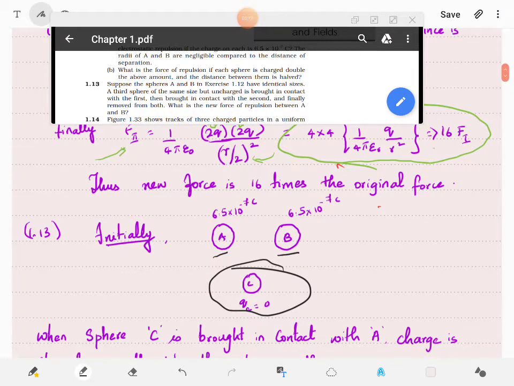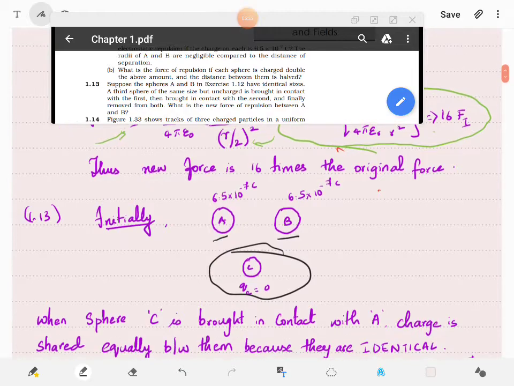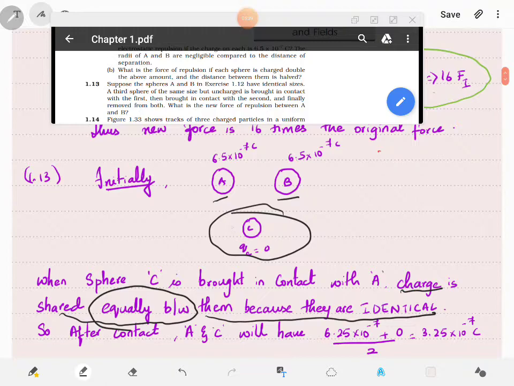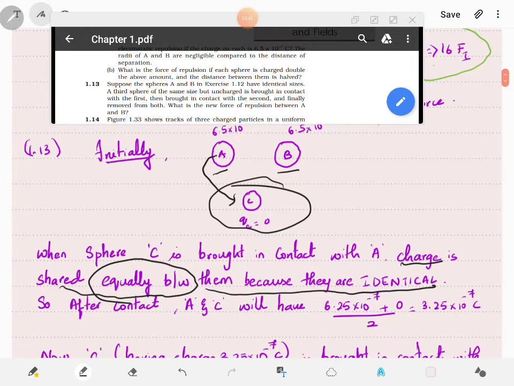When you bring an identical sphere, a charged or uncharged sphere, and you put it in contact with another sphere, charge is going to be shared. How is it going to be shared? It is going to be shared equally. Why is it going to be shared equally? Because they are identical in nature. So after contact, once you make a contact of A with C or C with A, what is going to happen is the charges are going to share identically, right?